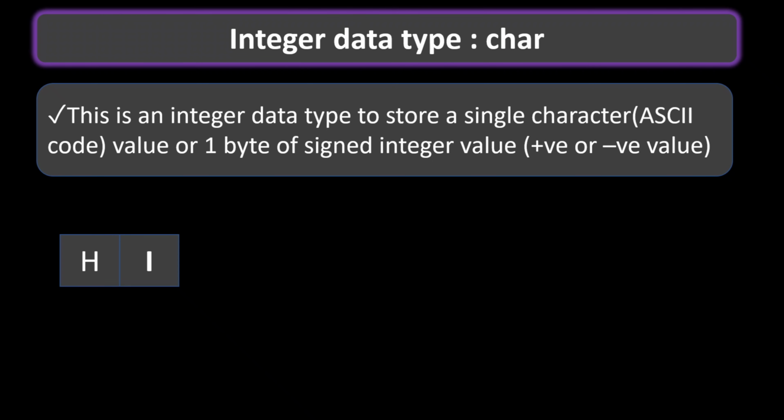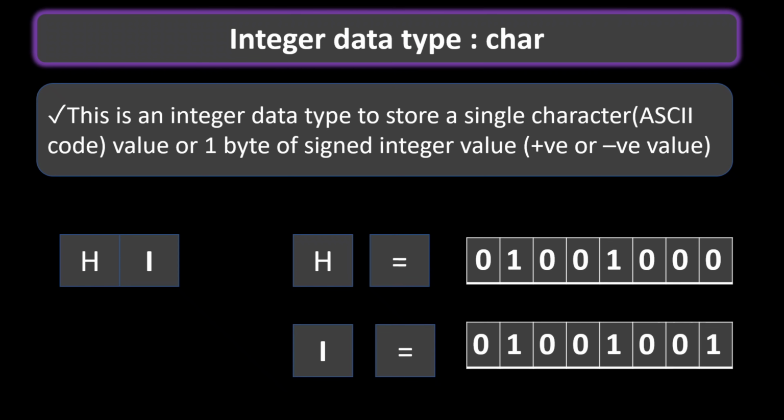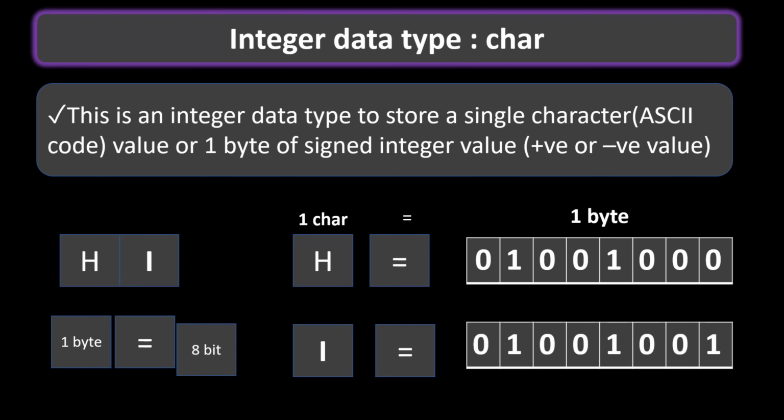Suppose, for example, we are considering "Hi". It is equivalent to this binary number, because the computer only understands binary numbers. You already know 'H' is considered in binary as one number, and 'i' is equivalent to another number. So we can say one char is equal to 1 byte, and 1 byte is equal to 8 bits. Now we are exploring a very important thing.